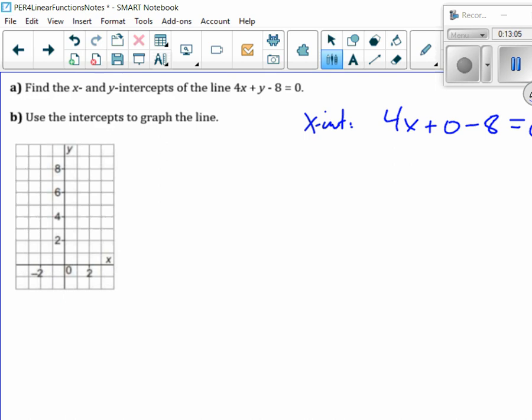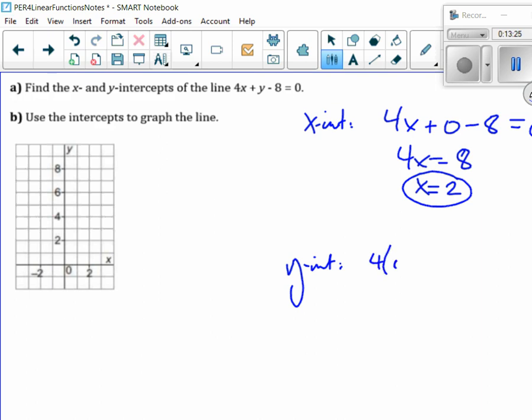Okay, so now I'm going to solve for x. So what am I going to do? Move that 8 over to the other side. So I get 4x equals 8. So what is my x-intercept? 2. How do I find my y-intercept? Put x to 0. So 4 times 0 plus y minus 8 equals 0. So this whole thing goes to 0. Yes? So what is my y-intercept? It's not negative 8 because you're going to move it over to the other side, right? So it'd be positive 8.